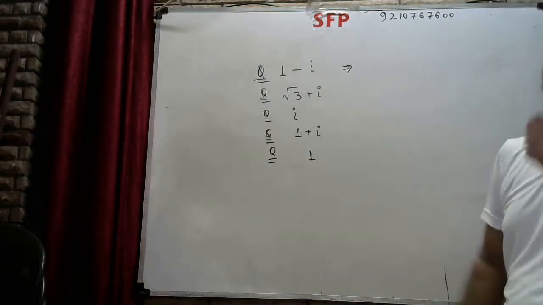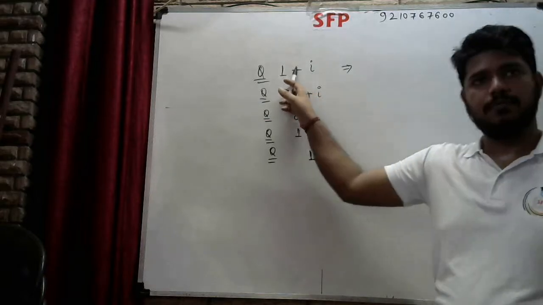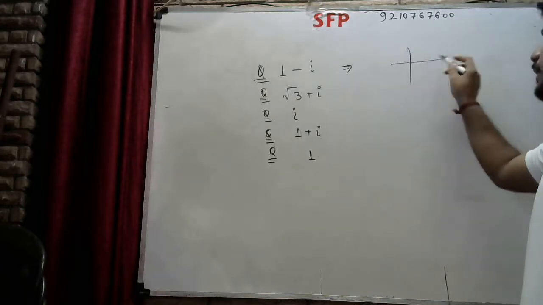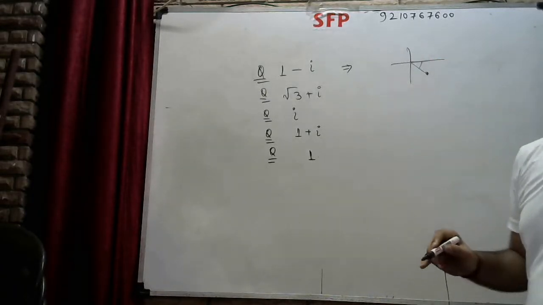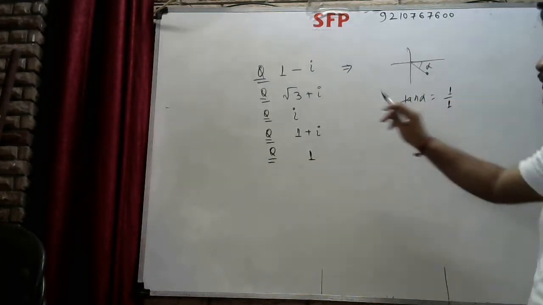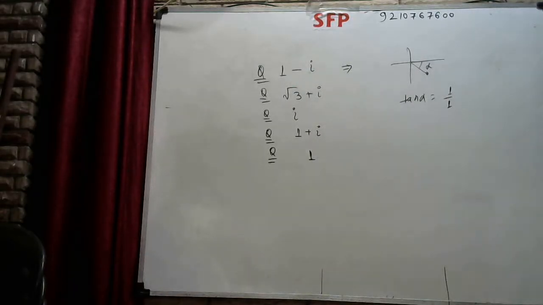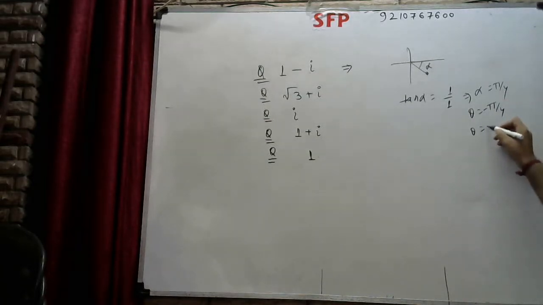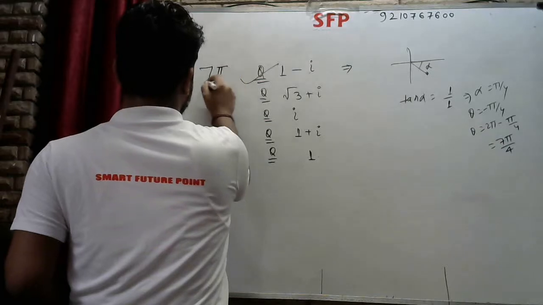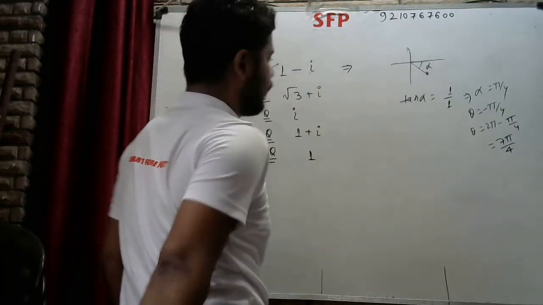We know which quadrant it is. X is positive, but y is negative, so it is in the fourth quadrant. How can we find the alpha? Tan alpha will be 1 by 1, because here the imaginary part is 1. It will become alpha is equal to pi by 4. Theta will be either minus pi by 4 or 2 pi minus pi by 4, which is 7 pi by 4. It has argument of 7 pi by 4. Fine.